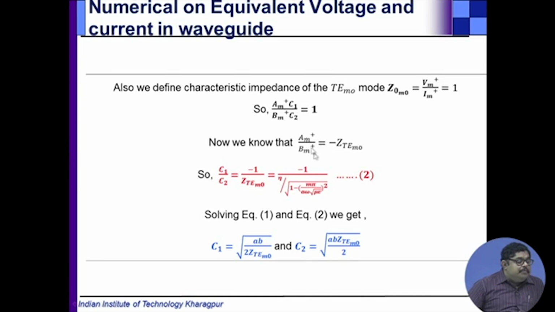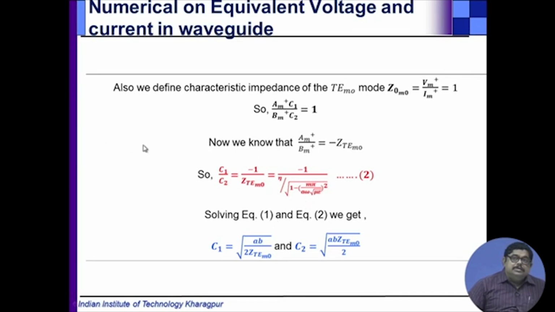Now, Am plus and Bm plus, their relationship is by ZTE M0. Note this minus because of the power flow. Ey and Hx from their standard one should be opposite to each other, so that the power can flow, because y cross x itself is negative, another negative is required, so that the incident wave power we are assuming is flowing in the positive z direction. So, this minus. So, if you put, then C1 by C2 will be this minus 1 by eta, eta is the intrinsic impedance divided by this quantity.